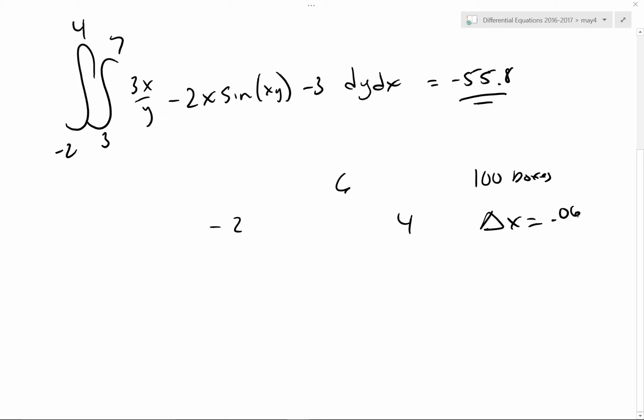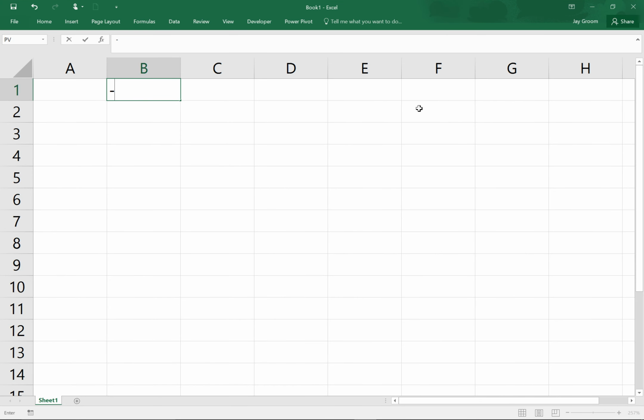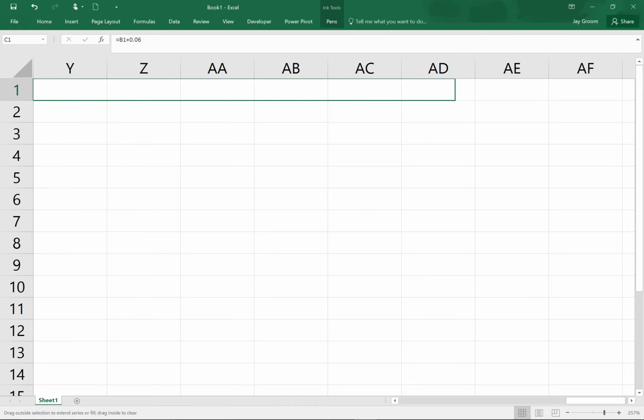Where would my first midpoint be? It would be negative 1.97, correct? Right? So over here in Excel, I'm going to put in negative 1.97. Because that's the very first midpoint. It's half. So negative 2, go over 0.06, come back halfway, what happens? So it's this fella plus 0.06. And of course, we drag that over to, trivia question, what value? You're wrong, it's CW.